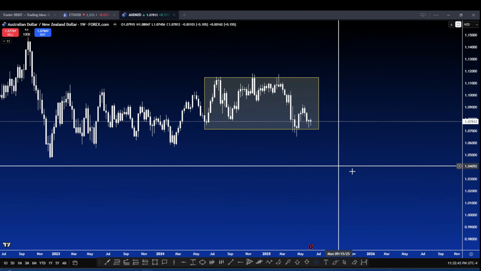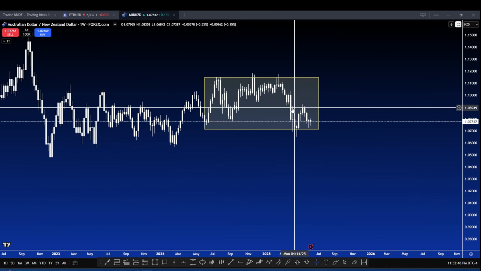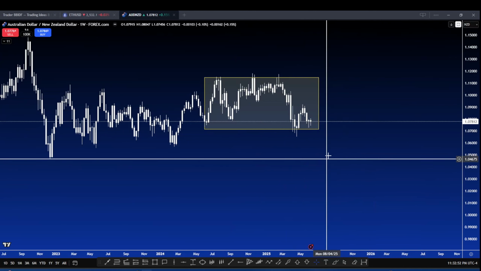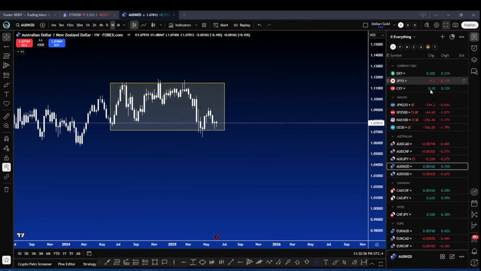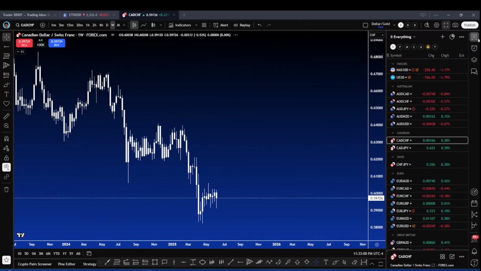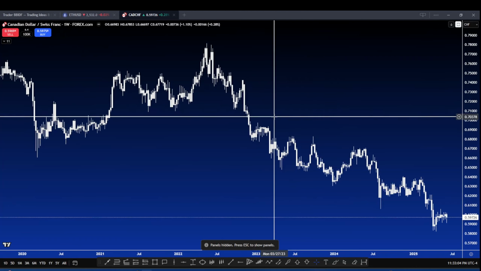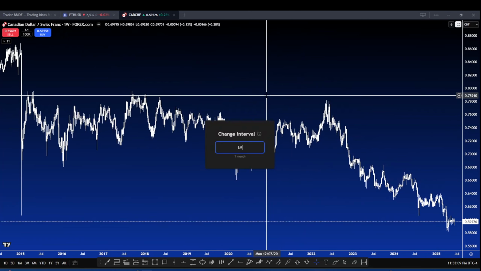Okay, so that's a good example of a bad setup, one that you don't necessarily want to trade on New Zealand. Let's go take a look at CAD CHF. All right, so boom, right here is CAD CHF, and let's see what we got. Okay, this is the weekly. Let's try the monthly.